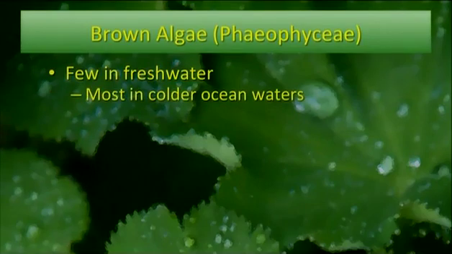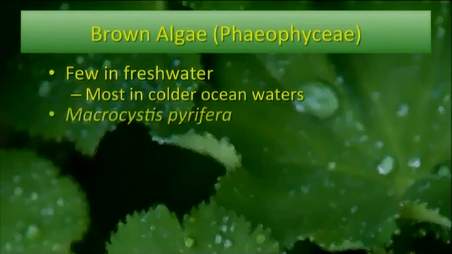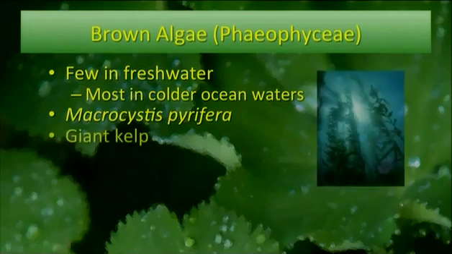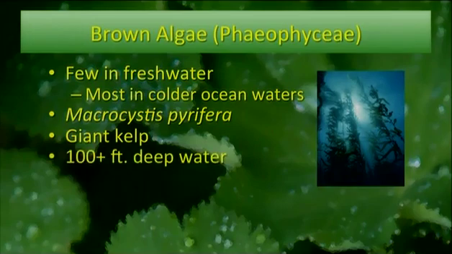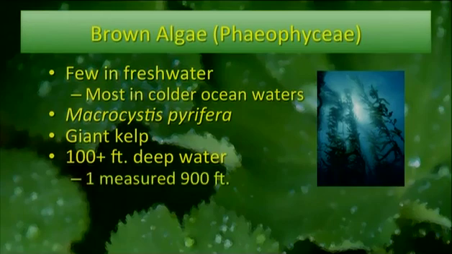Okay, and most of them are in the colder ocean waters, open ocean, or some places where like they form the Sargasso Sea. Okay, so Macrocystis pyrifera, okay, is a giant kelp. Right? It actually can grow 100 or more feet, okay, in deep water. And there was actually one that measured 900 feet tall, amazingly. Okay. Larger than any tree, I think of.